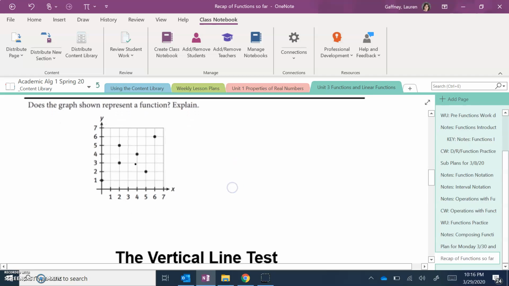How about this guy? Well, when you have a visual, you can do the vertical line test, which I elaborate on a little bit below. But if it helps you to write the ordered pairs, so this would be 2, 3, 2, 5, 4, 4, 5, 2, and 6, 6. So here the x's repeat, so this is not a function.